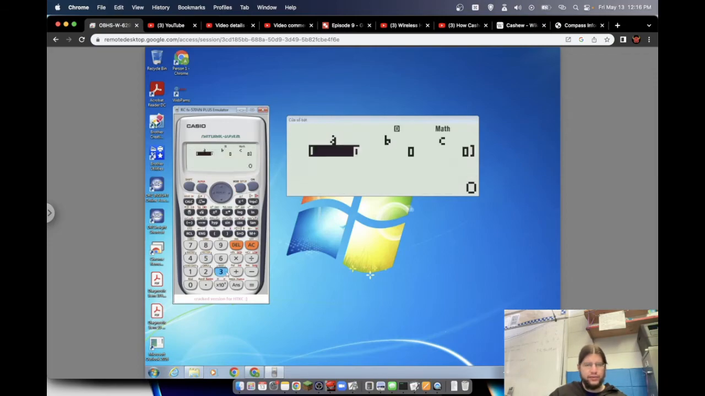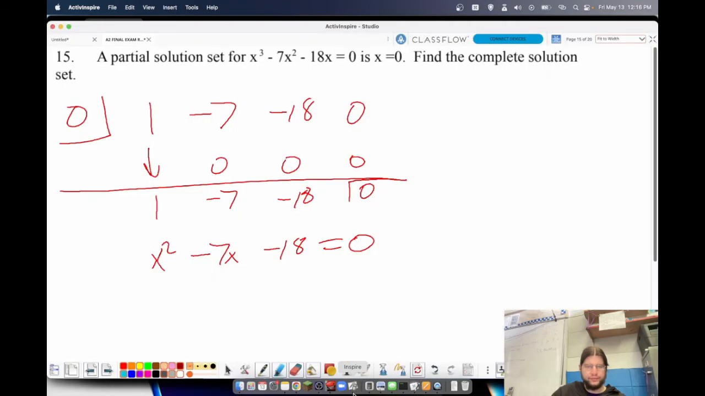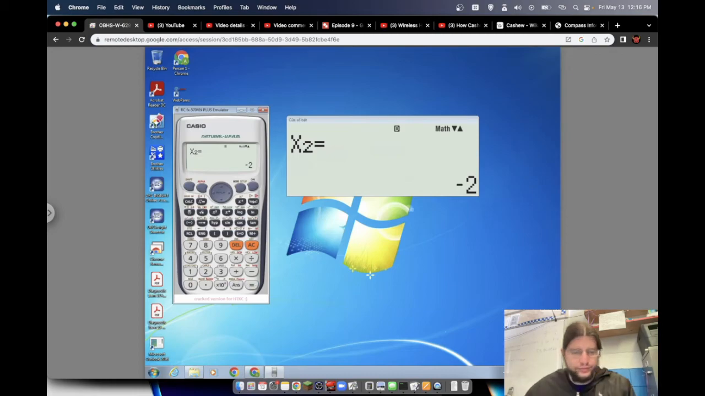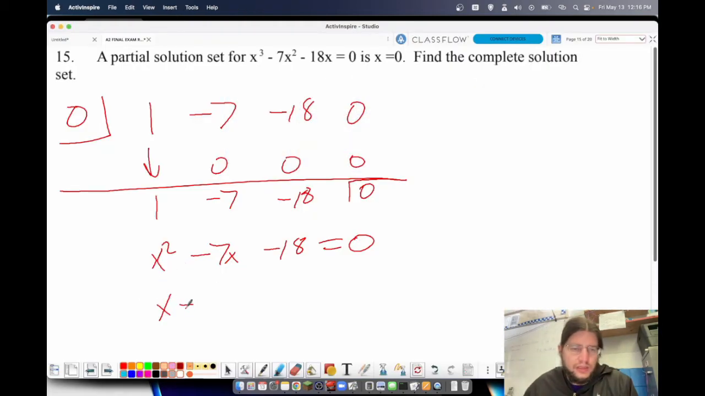Mode 5, 3, and our coefficients were, I forgot, same as the original. 1, negative 7, and negative 18. So you should get like negative 9 and 2, I think. No, positive 9 and negative 2. X equals 9, x equals negative 2. Sorry, I got my signs backwards in my head.